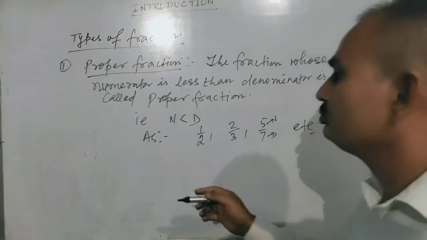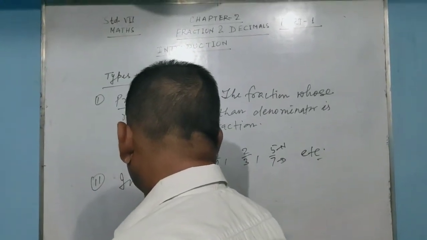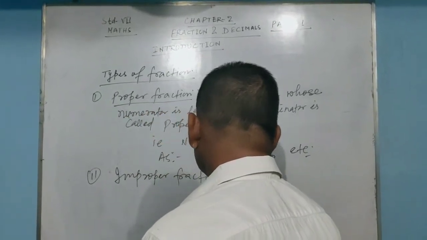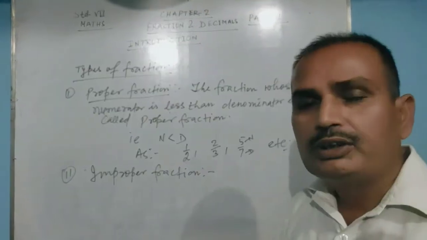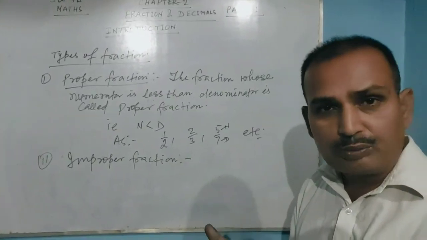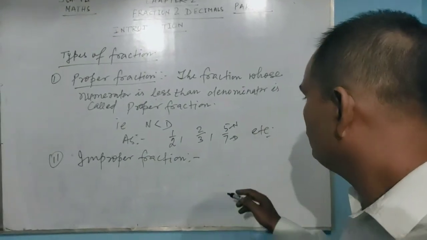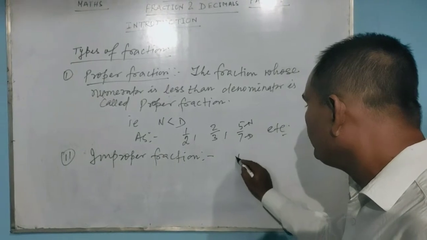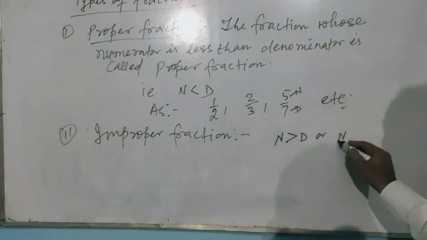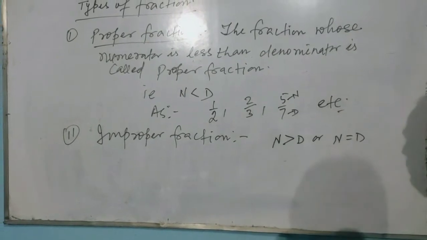Next, improper fraction. The fraction whose numerator is greater than or equal to the denominator is called an improper fraction. Numerator greater than denominator, or numerator equal to denominator, is called an improper fraction.